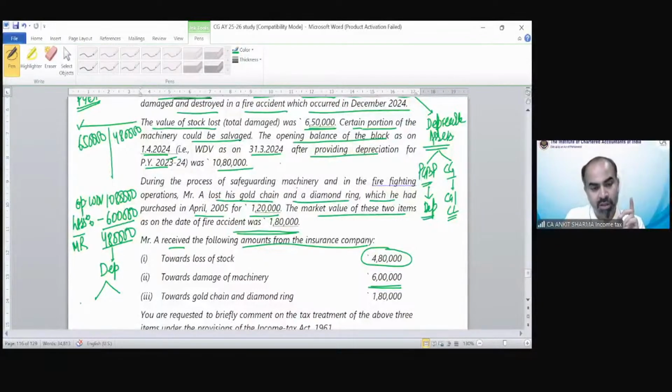First one, there should be an asset in the block, and there should be value in the block. So value does exist, but there was a single machinery in the block and it has been destroyed. So in this example, there is no machinery left. There is no asset left in the block of asset. So we cannot claim the depreciation. So in case of machinery, we cannot claim the depreciation. Only in the stock case, we can have a loss of 650 against which we have received 480. So the balance would be your business loss.